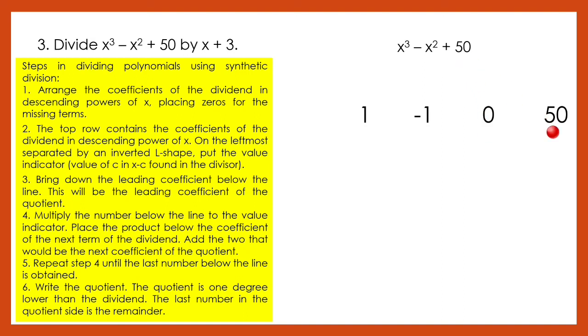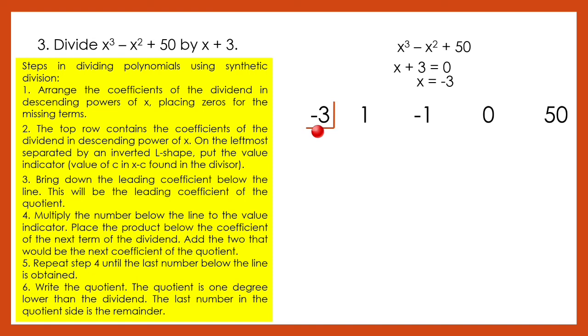And then, ilalagay natin sa left side yung value indicator. Okay, so x plus 3, ang value indicator natin, i-convert natin as x minus c. Ibig sabihin, ang value indicator natin is negative 3. Para mas madaling makuha, i-equate natin sa 0. X plus 3 equals 0. Then, transpose positive 3, so magiging negative 3. Yung negative 3, yun yung value indicator natin.